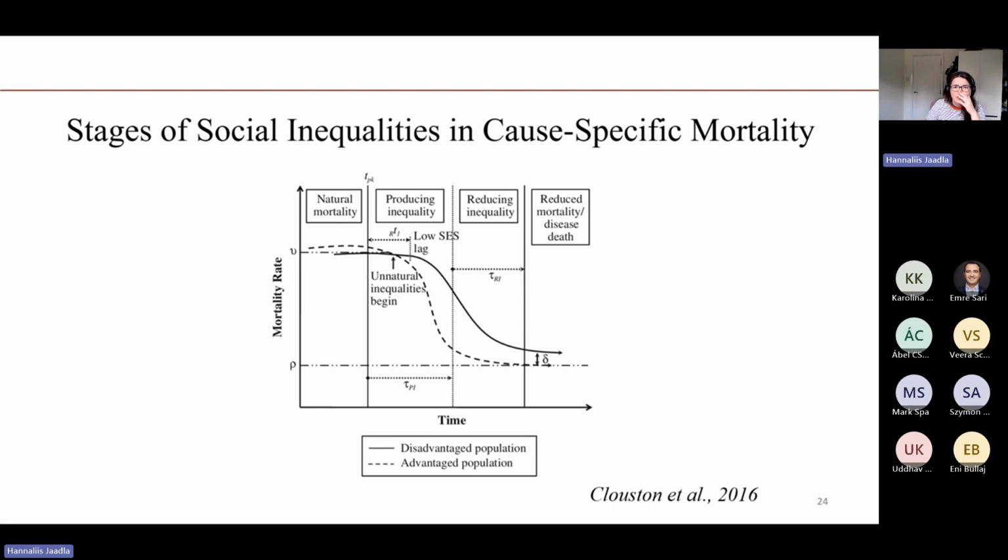So the extension, as I mentioned, from this fundamental cause theory is these different stages of social inequalities, but taking a cause-specific approach. So each cause of death goes through these different stages, in a way, their own demographic transition. So you will have early on this natural mortality stage where the causes of death are not well understood. There's no preventability. And in that time, you can see that these social inequalities in mortality can't be large.